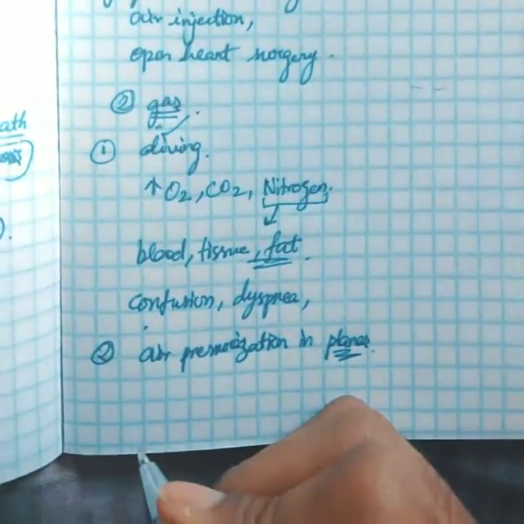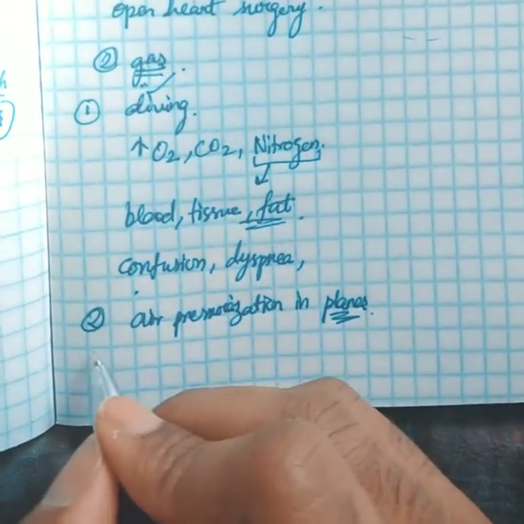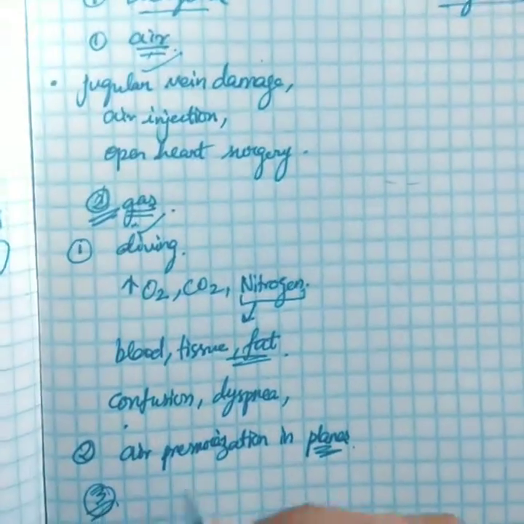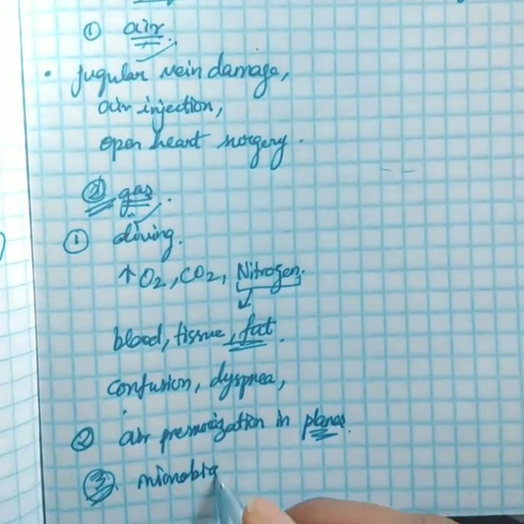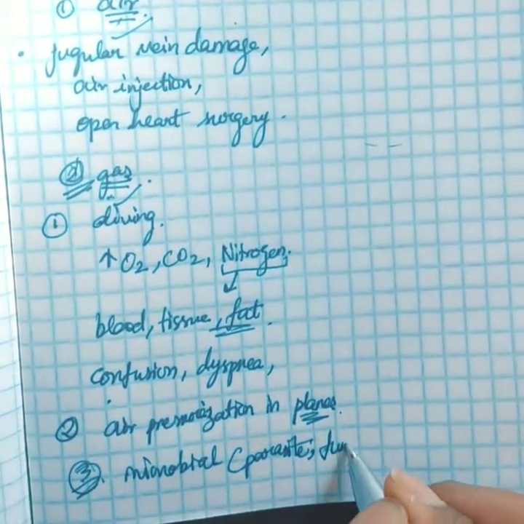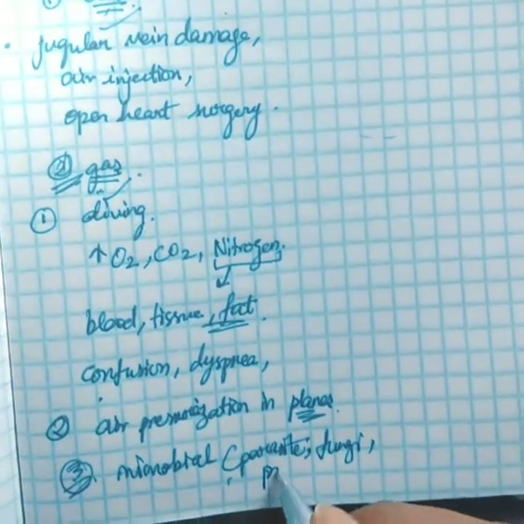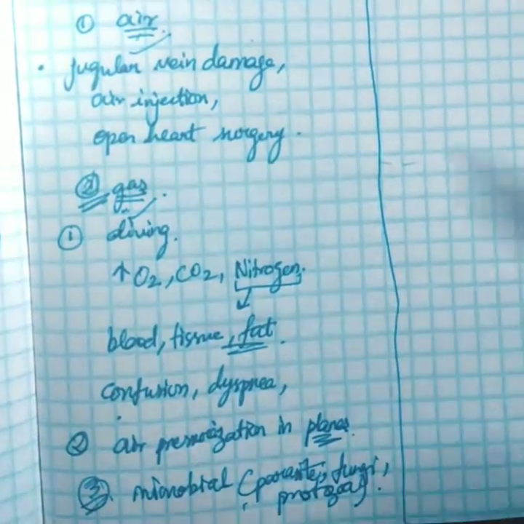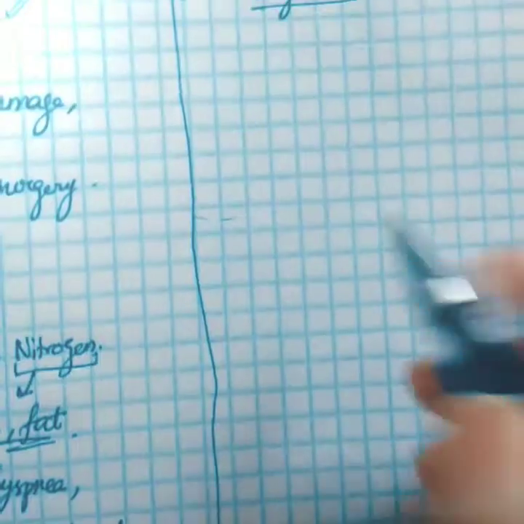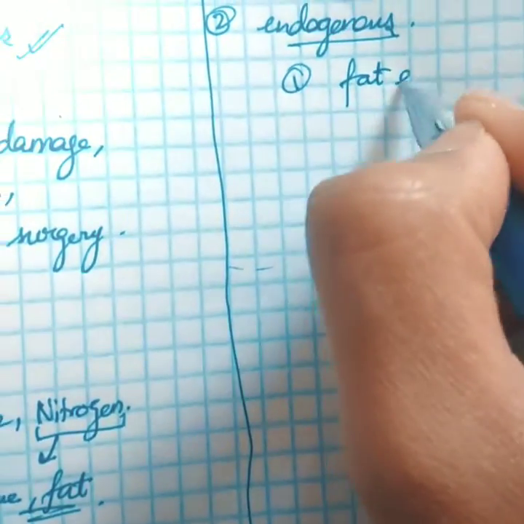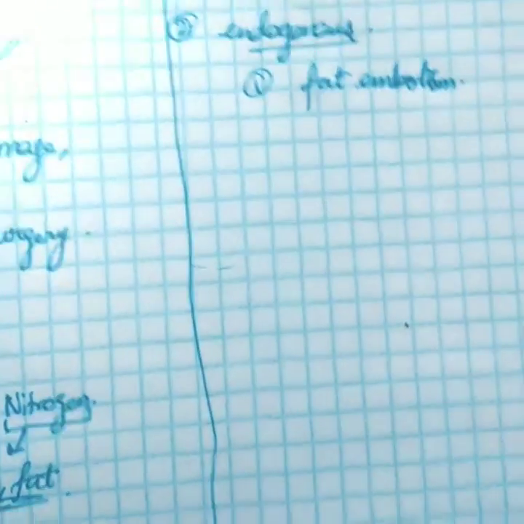Moving on further, the third type of exogenous embolism is microbial embolism. It can be due to a parasite, fungi, or protozoa. Right. So these are all our exogenous embolisms. Moving on further to the endogenous type. In the endogenous, we have two most important types, that is fat embolism and tissue embolism, which I'll tell later on.